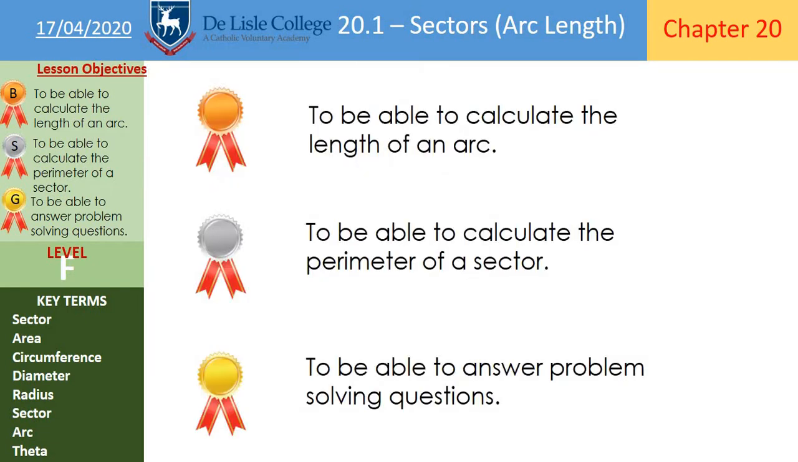Right, this is our success criteria today. So to be able to calculate the length of an arc, we'll look at what these words mean shortly. So to calculate the perimeter of a sector, and again perimeter is a word you've heard before, and then to be able to answer problem solving questions and then have a go at some Hegarty tasks afterwards.